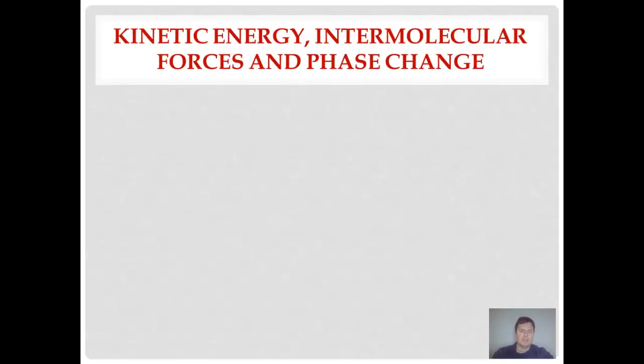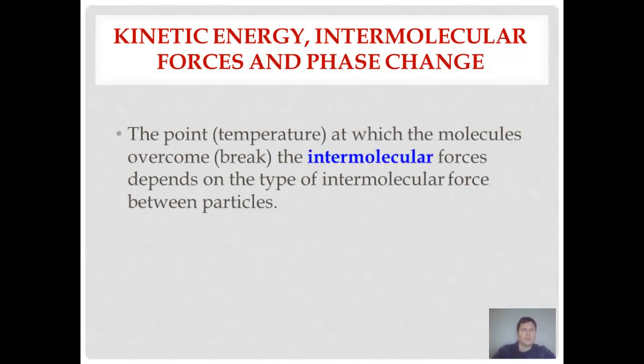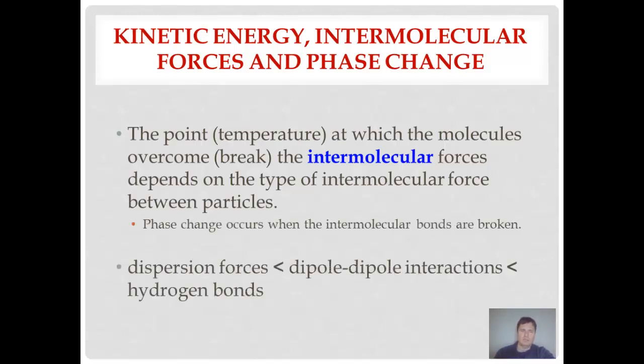So how does this all relate together? Kinetic energy, intermolecular forces, and phase change. Well, the temperature at which these molecules overcome or break the intermolecular forces depends on the type of intermolecular force between the particles. So as we break these forces, we change phase. The weakest of the three types is going to be the dispersion forces, also known as London. Then we have the dipole-dipole interactions, and then the hydrogen bonds. So what this would mean is it requires more energy to change the phase of something that's held together by a hydrogen bond than something held together by a dispersion force.